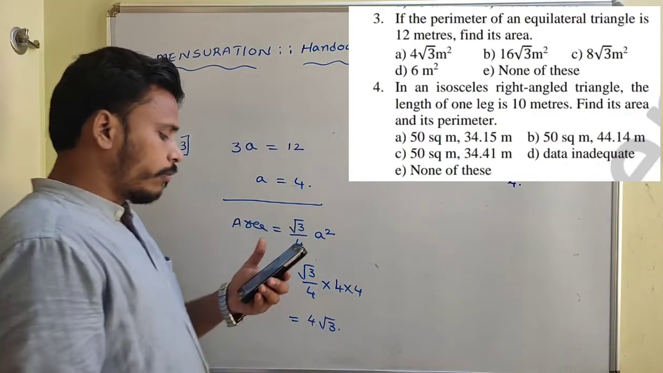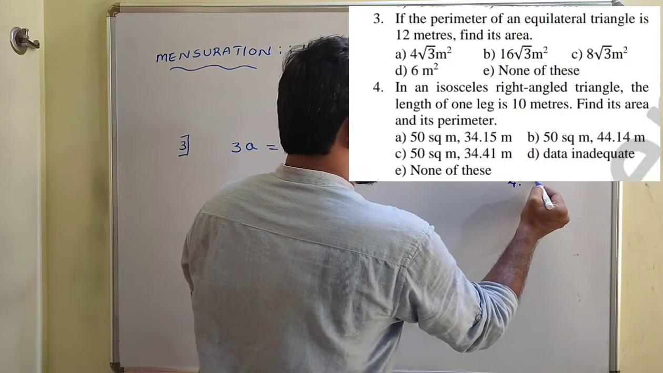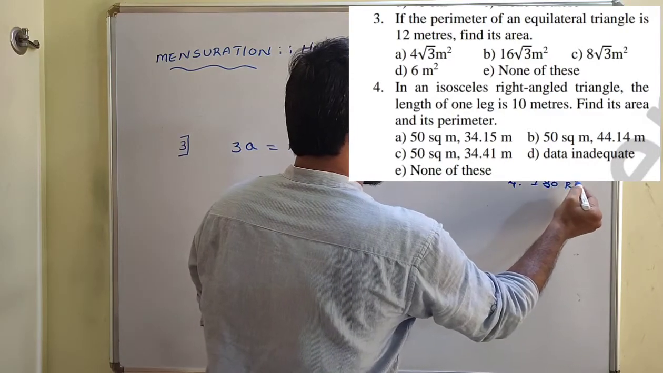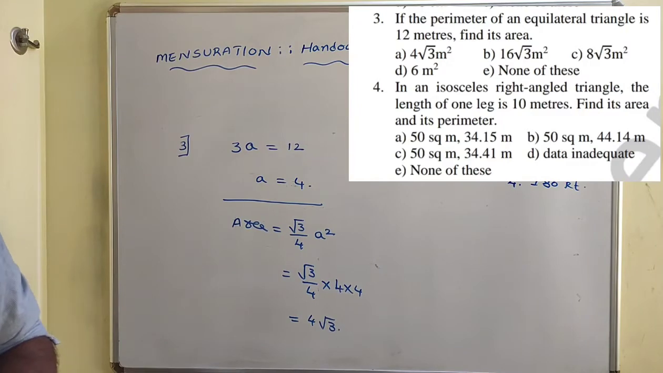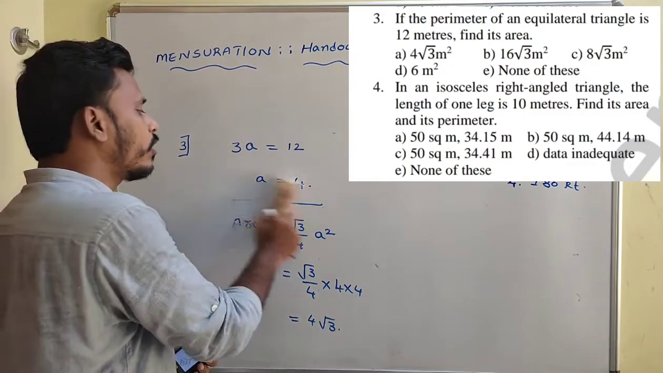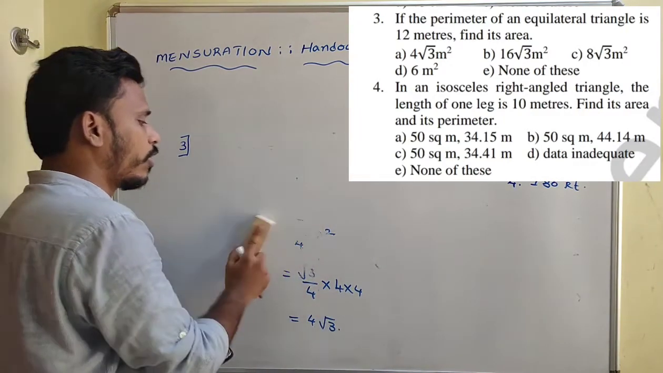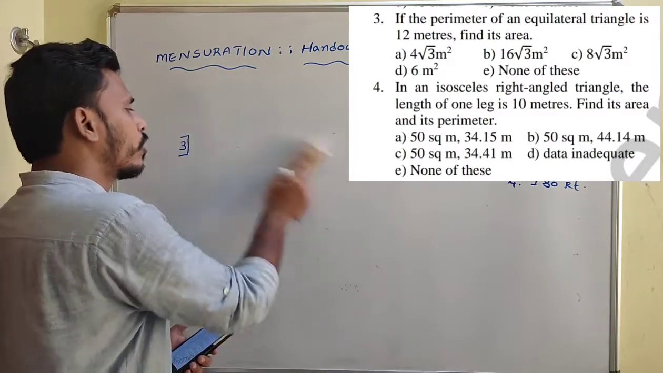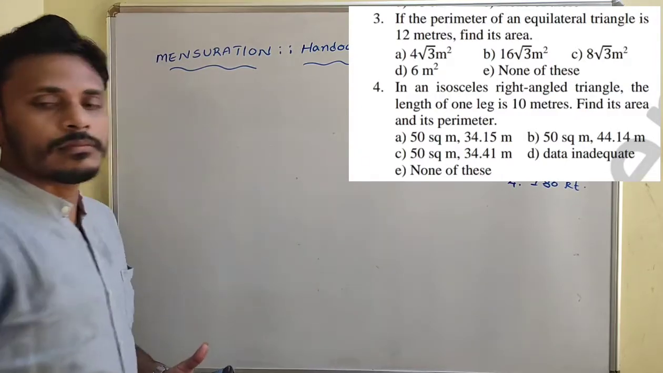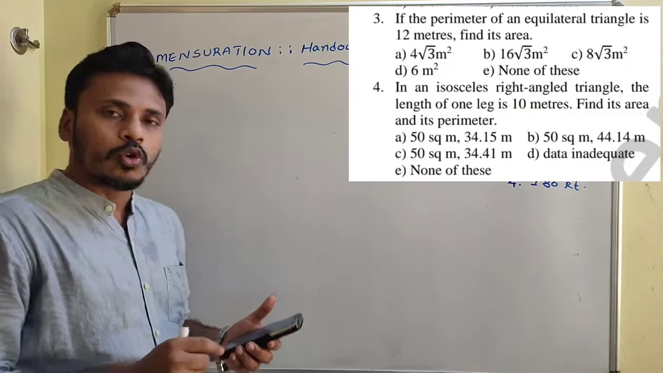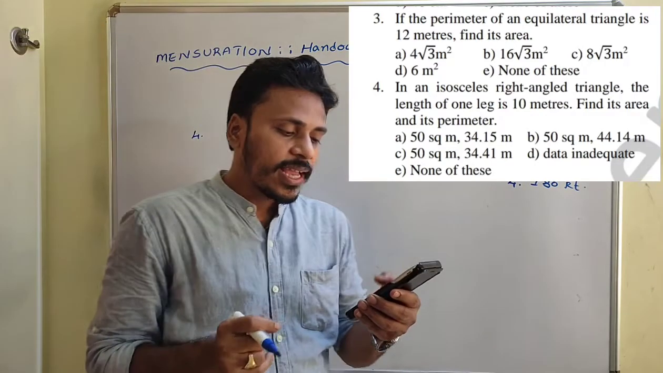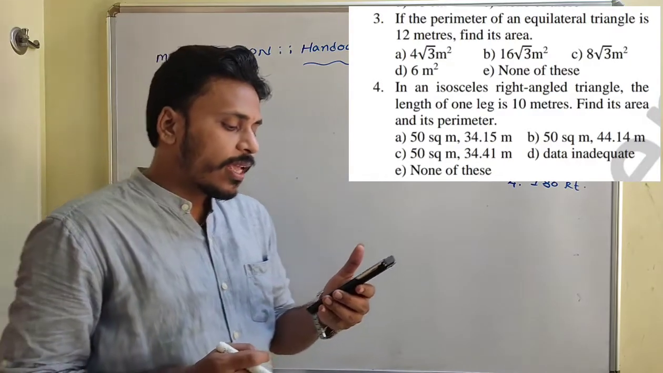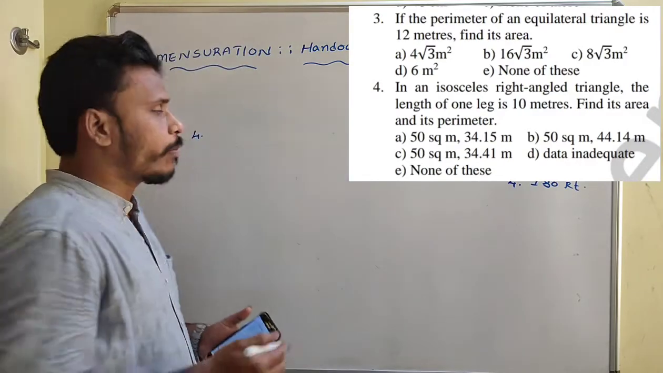And the next problem, the fourth one, is related to isosceles right angled triangle. Already we discussed all these formulas in the previous videos. Once you go through those videos, it is easy for all of you to solve the problems. Okay, fourth problem, isosceles right angle triangle. The length of one leg is 10 meters. Find its area and perimeter.